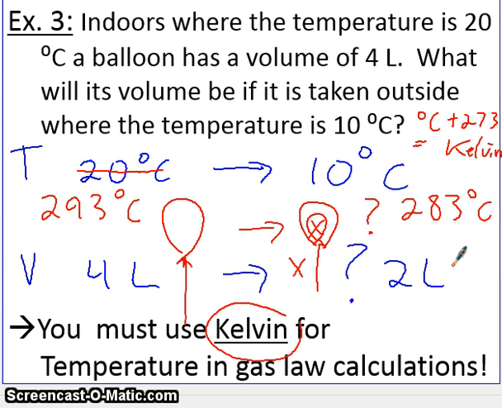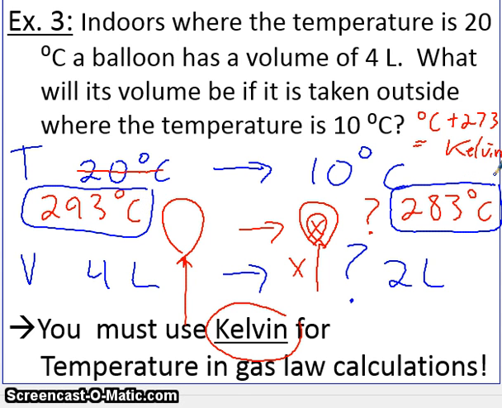So now, looking at these two numbers, you can see that the temperature did go down, but it didn't go down by half. It went down by a small fraction. So our volume won't go down to 2. Our volume maybe will go down to 3.8 or something, and we'll be able to calculate this in a little bit. So hopefully this makes sense. You have to use Kelvin for all calculations. You can't use Celsius because it is not an absolute scale.